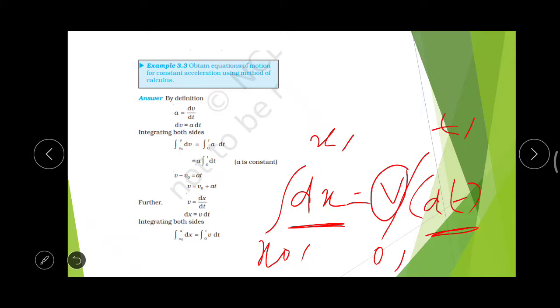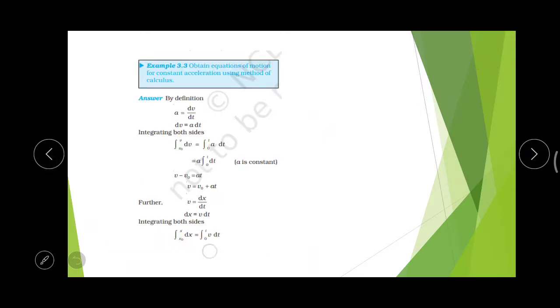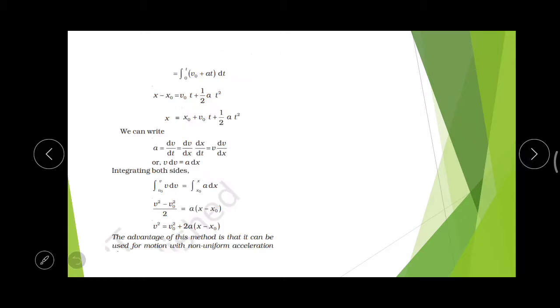So now you are integrating that equation. So what will come? Let's see. Instead of this v, here one v is there. Instead of that, we are applying the value v is equal to v0 plus at. So you are substituting that value over here. Then the equation will become integral 0 to t of v0 plus at into dt.